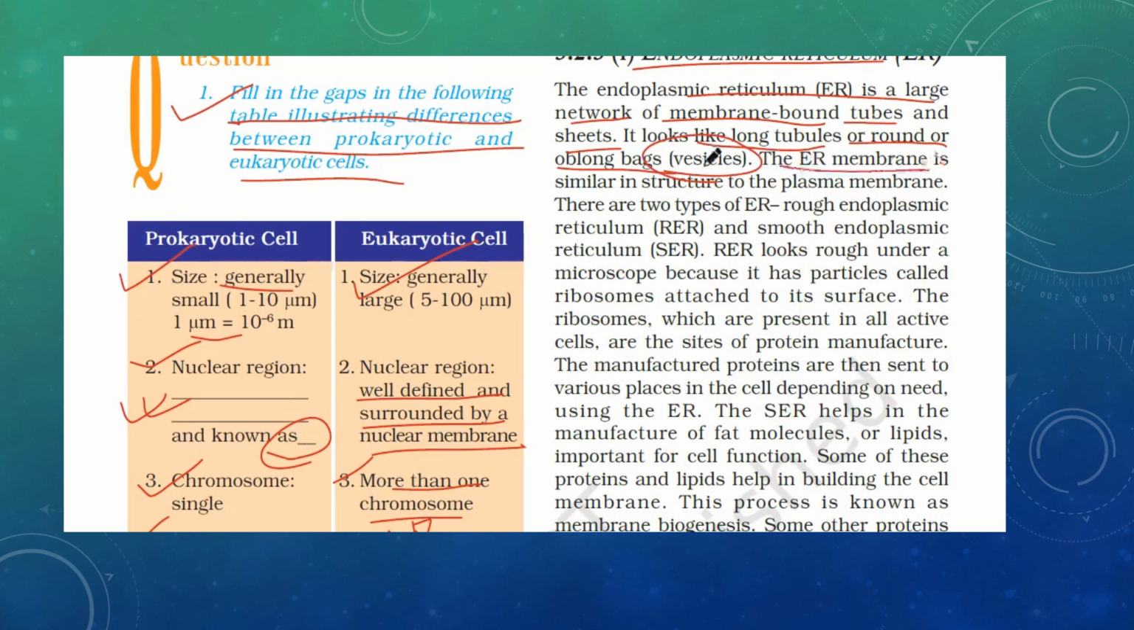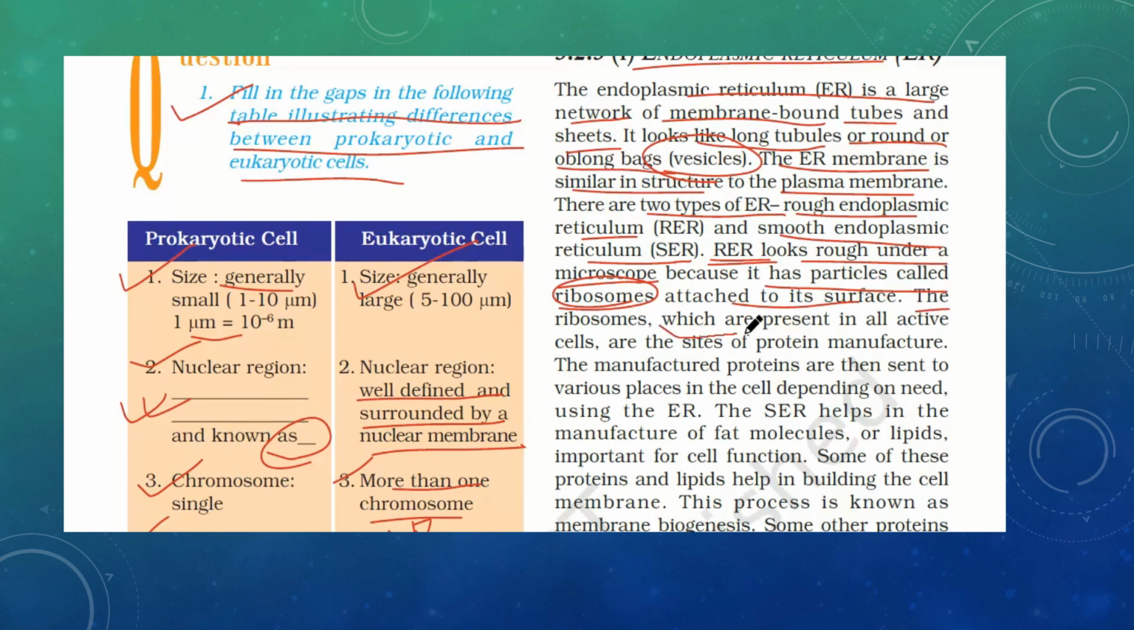The endoplasmic reticulum membrane is similar in structure to the plasma membrane, and there are two types of endoplasmic reticulum: rough endoplasmic reticulum and smooth endoplasmic reticulum. Rough endoplasmic reticulum looks rough under the microscope because it has particles called ribosomes. In rough endoplasmic reticulum, you have ribosomes attached to the surface, which makes the surface rough.